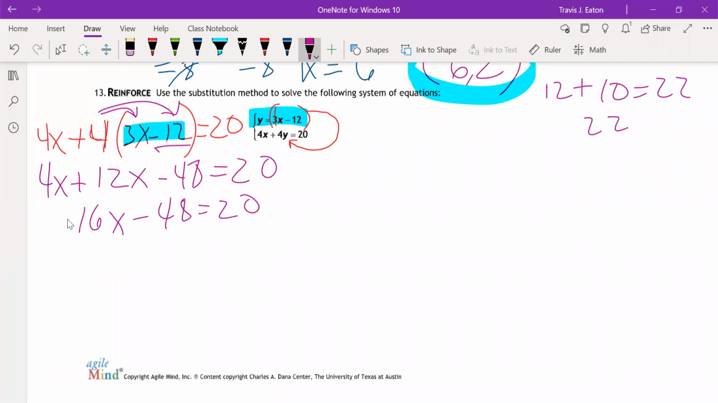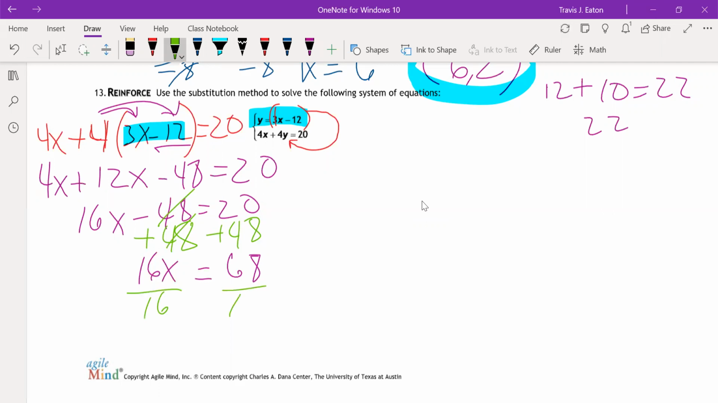Perfect. Now we're going to add 48 to both sides to get all the constants on one side and all the variables on the other. So those two cancel each other out, and I am left with 16x on one side. And what is that? 68 on the other. Okay. And so now all I have to do is divide each side by 16.